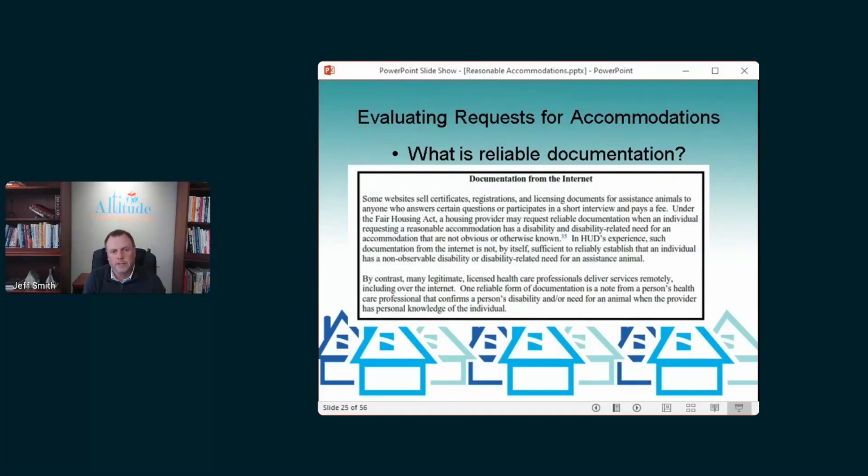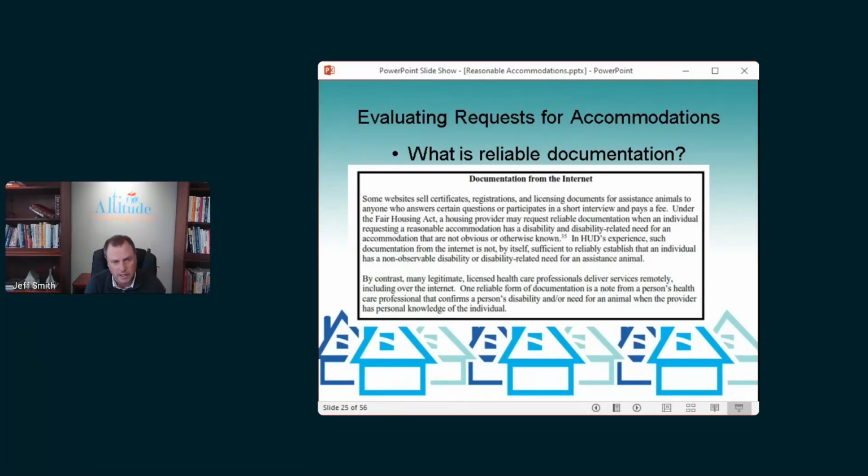Evaluating requests for accommodations. What's reliable documentation? When we're talking about emotional support animals or service animals, especially, oftentimes people pull things off the internet. Some websites will sell certificates, registrations, license documents for assistance animals to anyone who answers certain questions or participates in a short interview and pays a fee. Under the FHA, a housing provider may request reliable documentation when an individual requesting a reasonable accommodation has a disability and disability-related need for an accommodation that are not obvious or otherwise known.